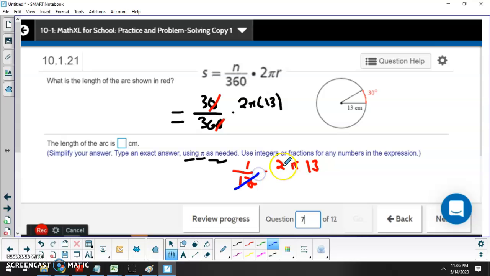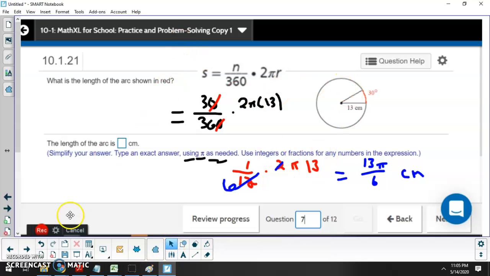I could cancel this 12 and this 2, so this will become a 6. All right, and so I'm left with just 13 pi on top, and on the bottom I have 6. So that's what I'm going to type in as an answer in the blank, and I'm looking for a length here, so my units are just centimeters. All right, so that's how you would figure out arc length. Just use that formula where it's a fraction of the circumference.